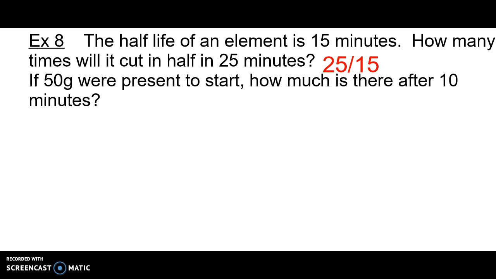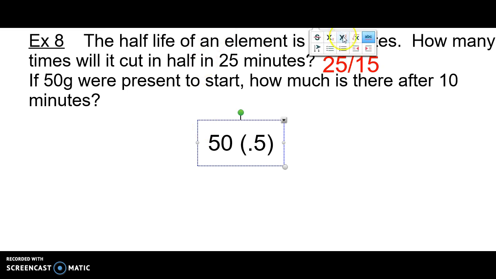So now let's answer the second part of this question. If 50 grams were present to start, how much is there after 10 minutes? All right, so I'm going to type the starting amount. This is half-life, so I'm cutting everything in half. I'm multiplying by 0.5. Now I have to think about what the exponent is going to be.